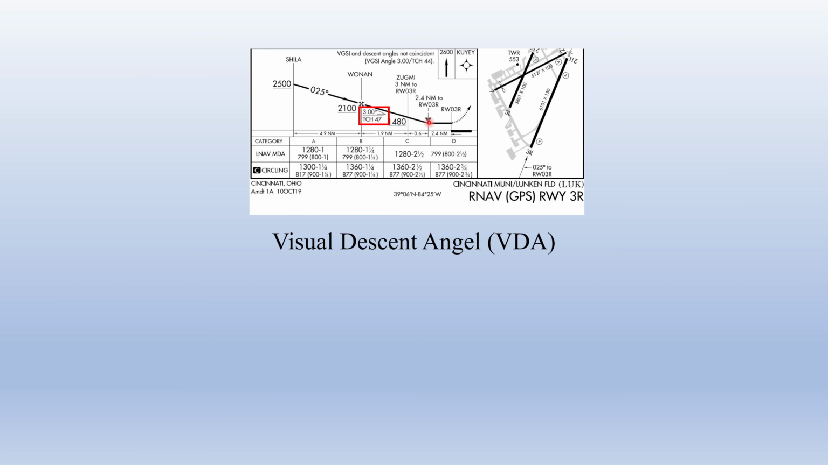There's not going to be any sort of guidance for that. It's just the normal glide path angle that you would want to fly on a visual approach. And it tells you if you fly that glide path angle correctly, you should cross the threshold at 47 feet.